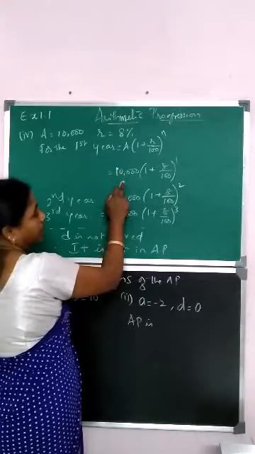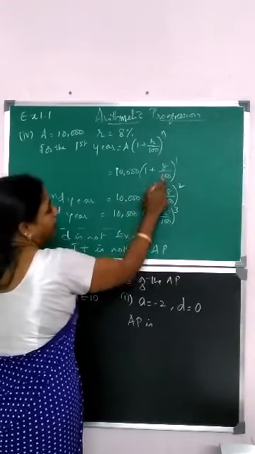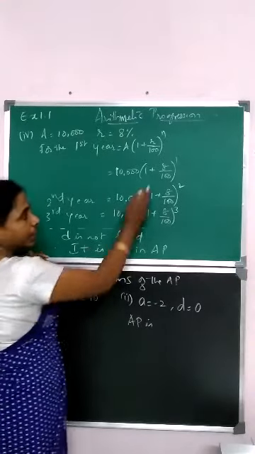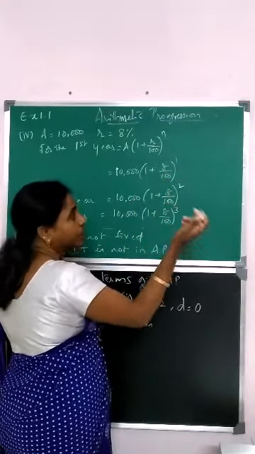Now A is 10,000. Okay, 1 plus r by 100. R is 8, by 100 to the power n. So when you calculate it, you know that r, 8 by 100, is how much?